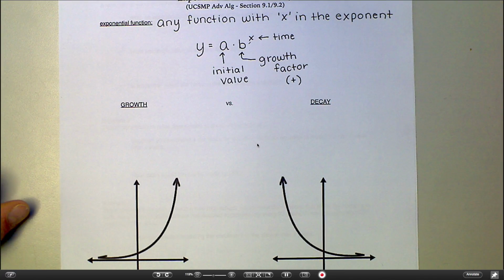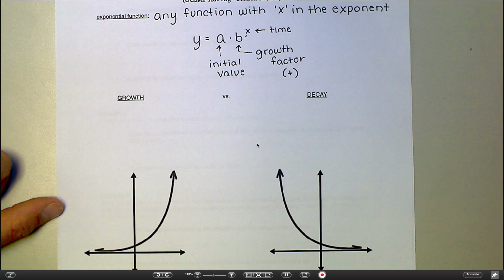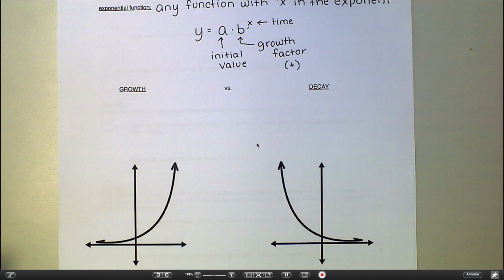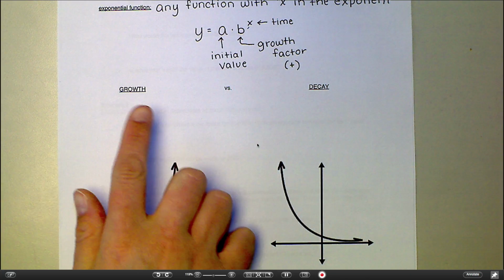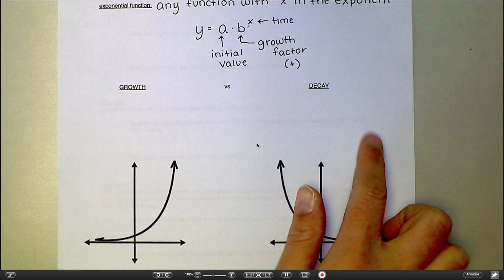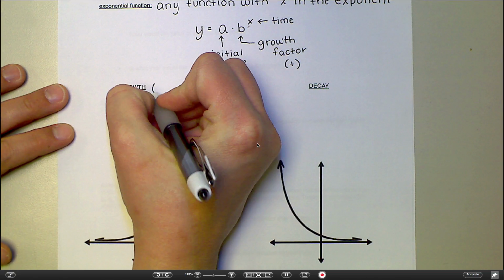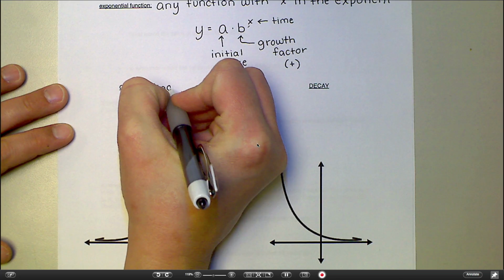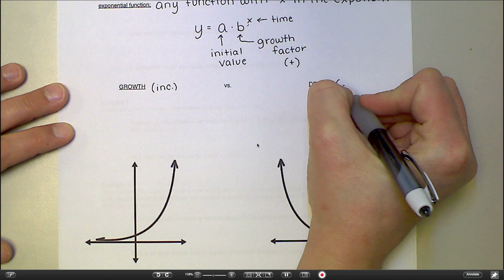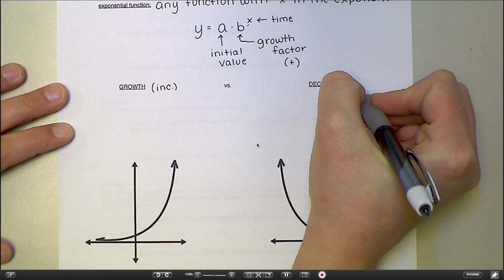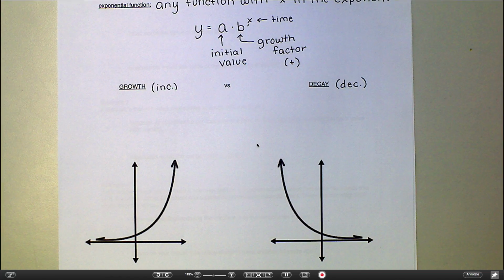Okay, so like I said, we're going to talk about growth and decay, and hopefully just by the meaning of those words, you understand that growth means we're increasing, and decay means we're decreasing. So growth, we're getting bigger. Decay, we're getting smaller. And here's how we do that.